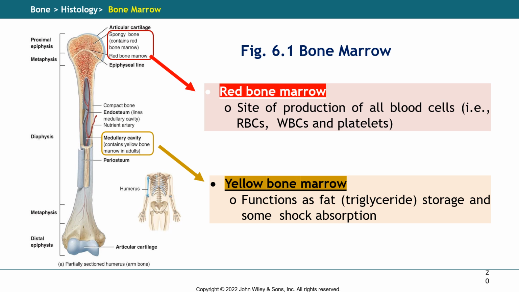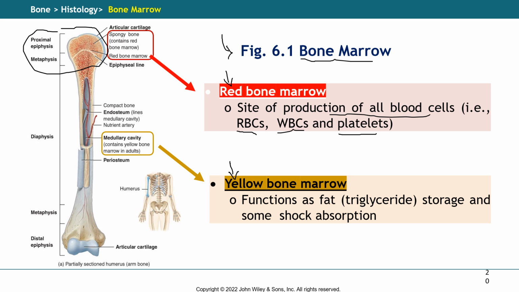So here, just to finish, I already talked about that, but I wanted to show you a slide so it's much clearer. There are two different types of marrow. You have the red bone marrow and the yellow bone marrow. The red bone marrow will be located here in the epiphysis, and it will be in the region where you find also the spongy bones, and is the site of production of all blood cells, including the red blood cells, white blood cells, and the platelets.